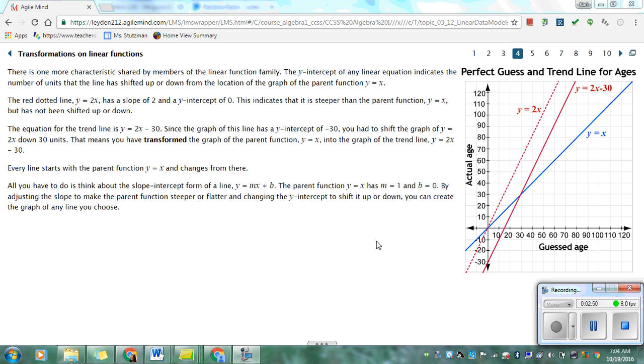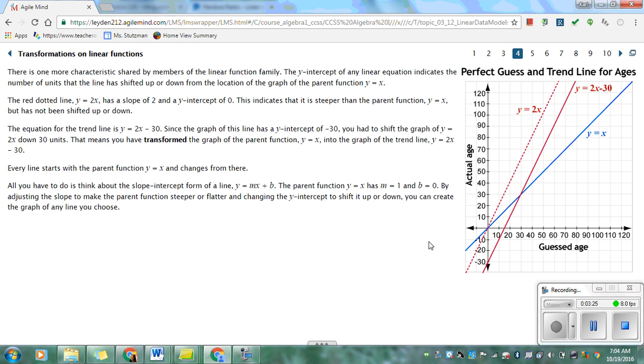The red dotted line, y equals 2x, has a slope of 2, and if you go all the way down, I hit the y-axis at 0, so the y-intercept is 0. This indicates that it is steeper than the parent function y equals x because 2 is bigger than 1, so my dashed line is steeper. But it has not been shifted up or down. Do you see how they both start at 0? That means their y-intercept is the same and the graph did not move up, nor did it move down.